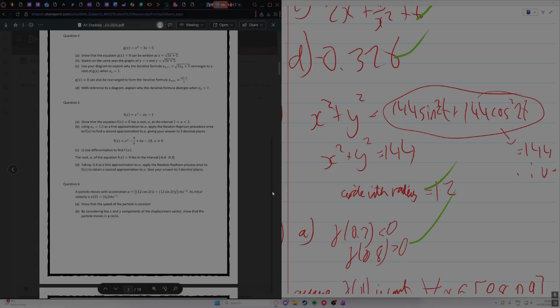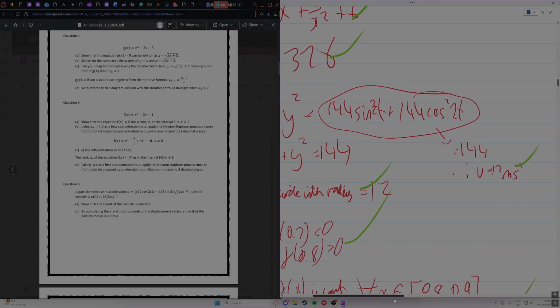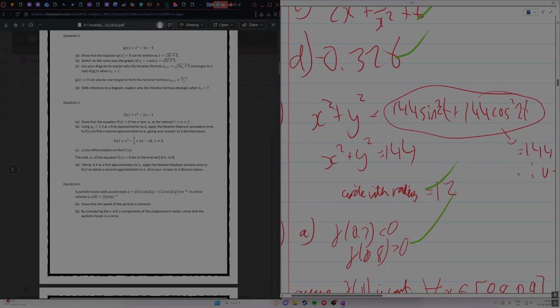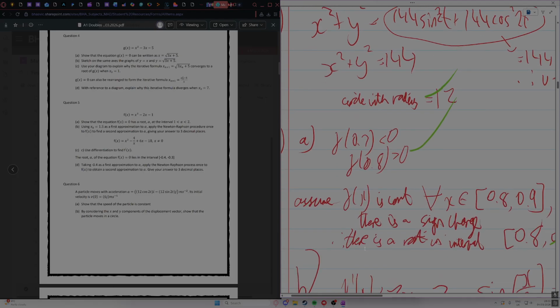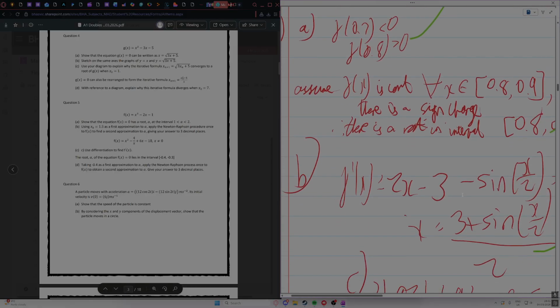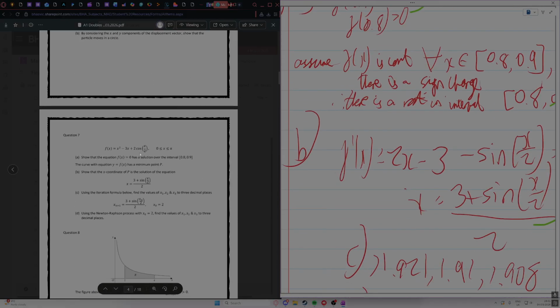it will always be the same because when you do the x component squared plus the y component squared, the sine squared bit cancels, so you just get this, and therefore the velocity is 12. And also you've proved that it's a circle because it's the equation of a circle. Same thing here, don't worry about this notation, it's just sign change stuff.